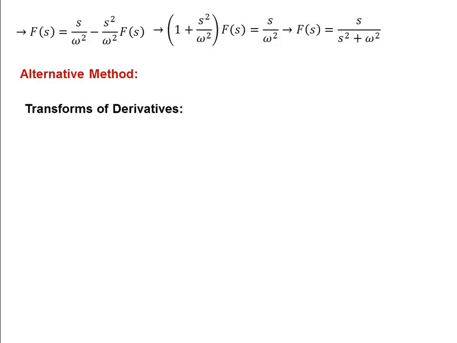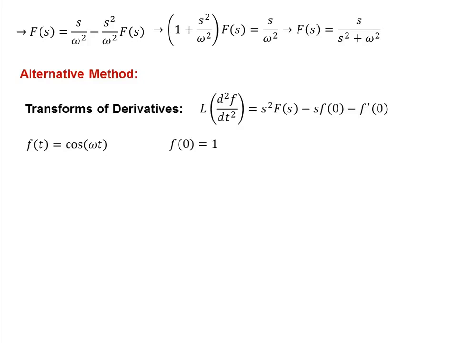Theory of the transform of derivatives says that the Laplace of the second order derivative of function f is equal to s square F(s) minus s f(0) minus f prime(0). So if my function f(t) is equal to cosine omega t, and if I assume that t is equal to 0, f(0) is equal to 1.